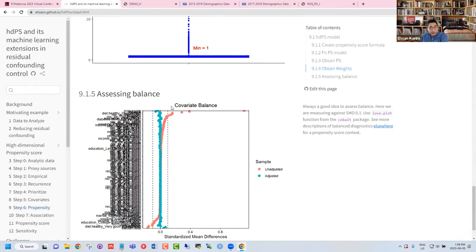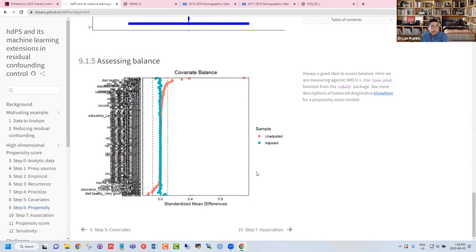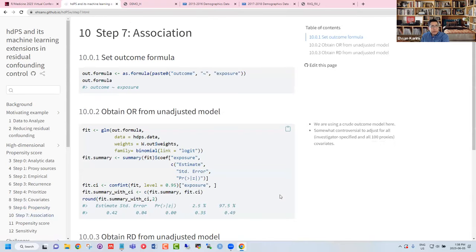What I would be worried about is checking the balance, by the way. For example, these red dots that you are seeing are the standardized mean differences for all of these different covariates before the weighting. And after weighting, you can see these blue lines, and all of these blue lines are within the 0.1 absolute value. So we can say that after the weighting, we are getting a much better pseudo-population where the covariates are adequately balanced. And you should always compare.